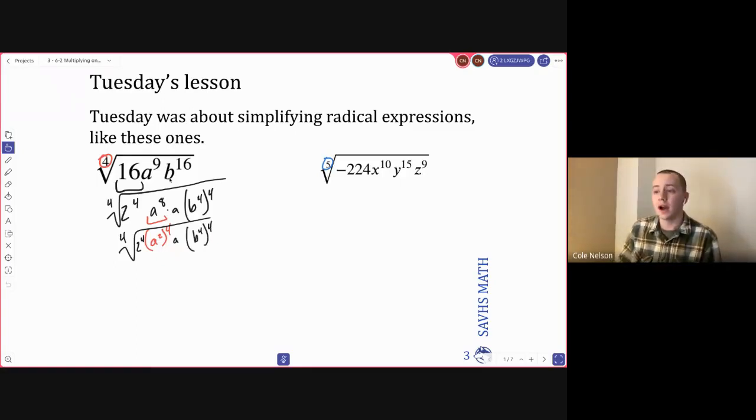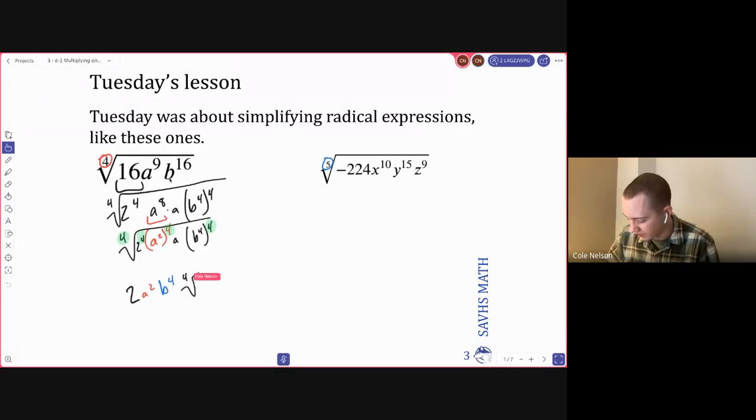Okay, now everything that has that 4 exponent that matches the index, I can take out of the radical. And what do I get here then? I get a 2 on the outside, I get an a squared, and then I get a b to the 4th. What am I left with on the inside of the radical? Well, everything else, which is just an a here. Okay.